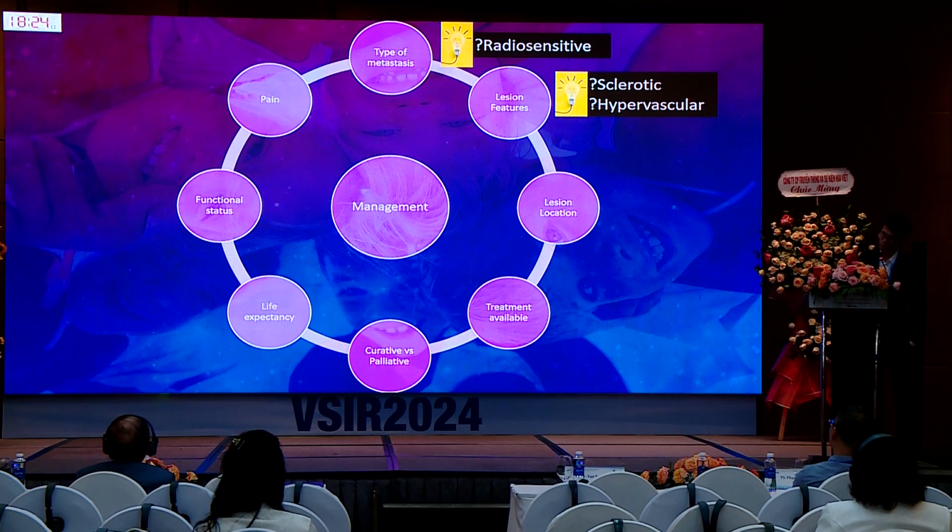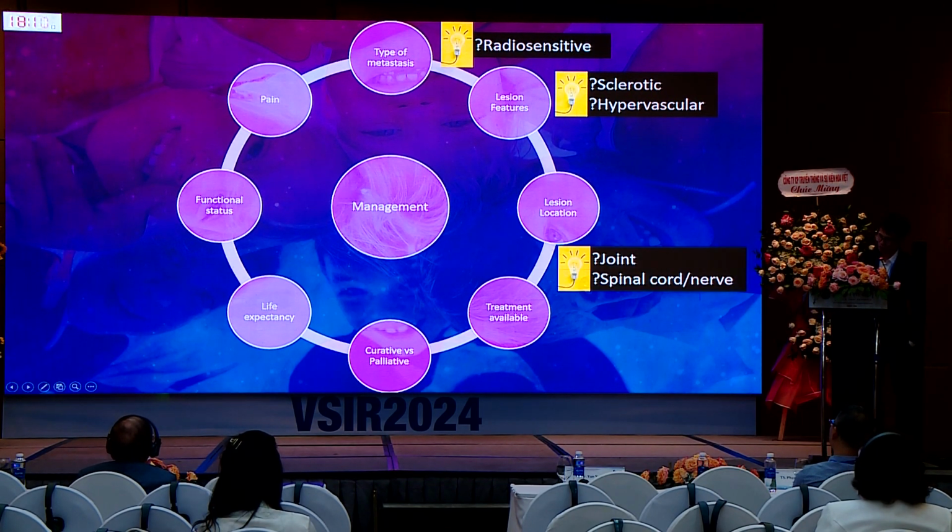Is it sclerotic? Dense sclerotic lesions are not suitable for radiofrequency ablation, as you might not be able to pass your needle to reach the bone tumor. If it's hypervascular, such as thyroid, then you would want to embolize it. Where is the lesion located? Is it near a joint? Is there a risk for osteonecrosis, joint fusion, synovitis? Is it near the spinal cord or a major nerve?